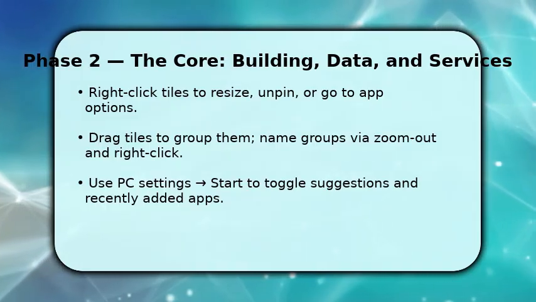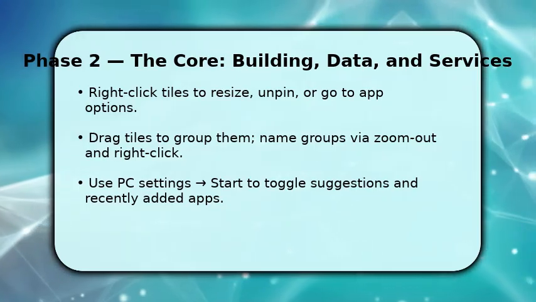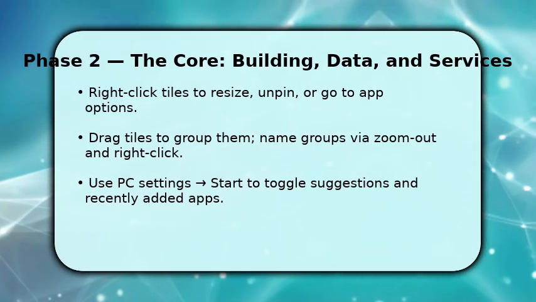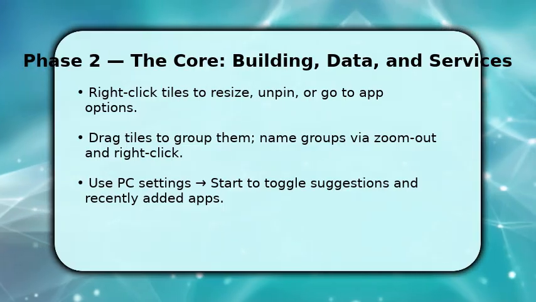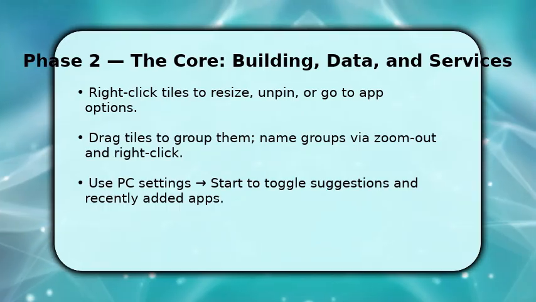Once done, open PC settings, then Start, to toggle suggestions, show most used apps, or display recently added applications. These options control how many tiles and what content appears. Make choices that reduce clutter.